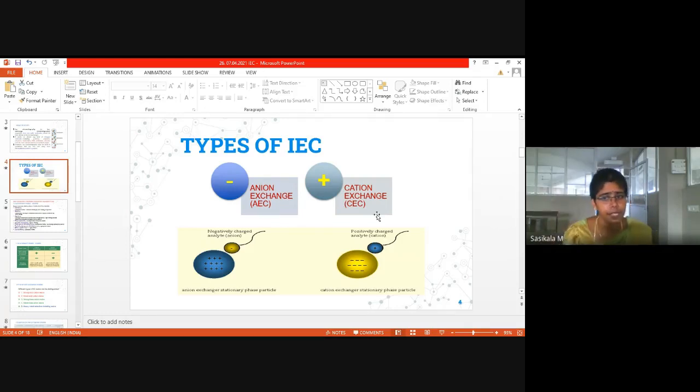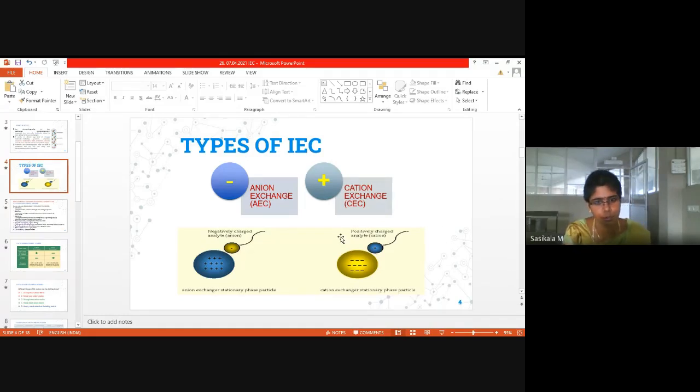Okay, where mobile phase will be carrying same charge of your sample. For cation exchange, mobile phase will be positive charge. For anion exchange, mobile phase also will be negatively charged. Same charge of the sample.